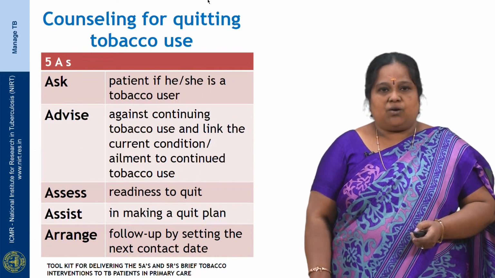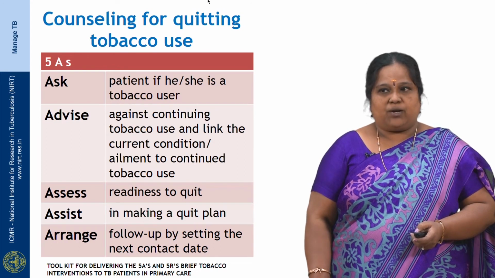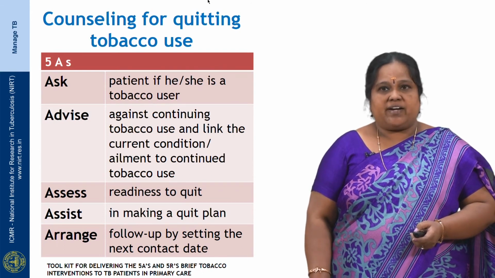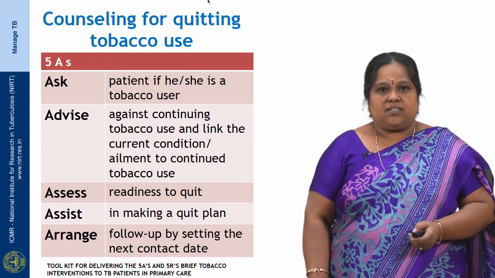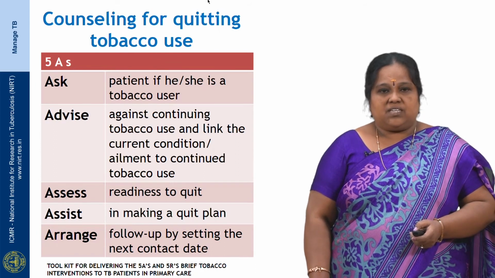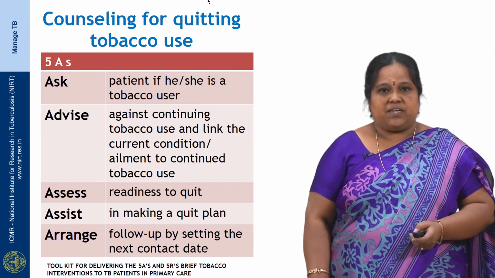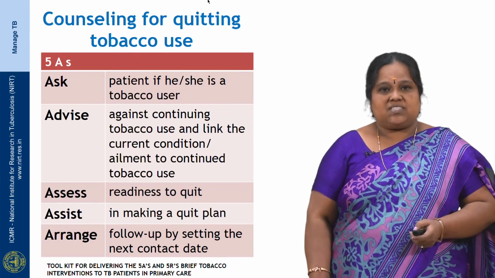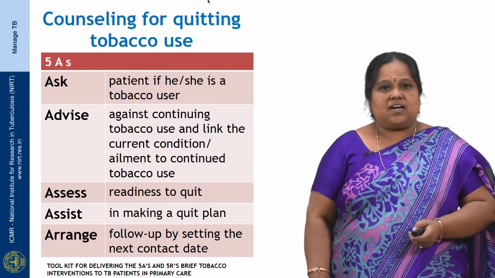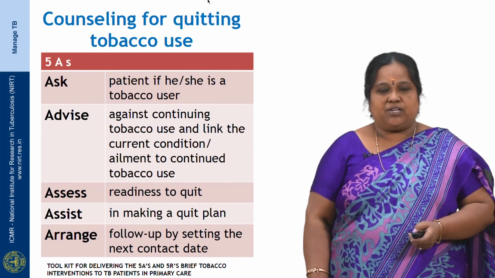WHO has come out with a toolkit to advise on counseling for quitting tobacco use. This toolkit is provided for healthcare providers. It is the healthcare providers' responsibility to help patients in quitting tobacco use. The toolkit contains the 5 A's, which include ask, advise, assess, assist and arrange. Initially we have to ask the patient if he or she is a tobacco user. If they say yes, then you have to advise in a clear, strong, personal manner against continuing tobacco use and link it to the current condition and ailment.